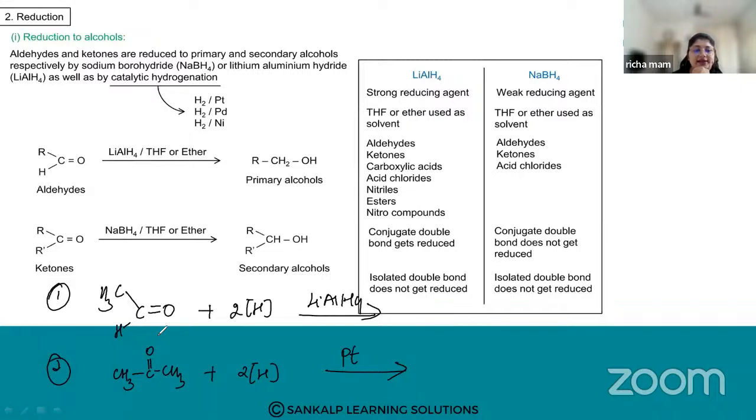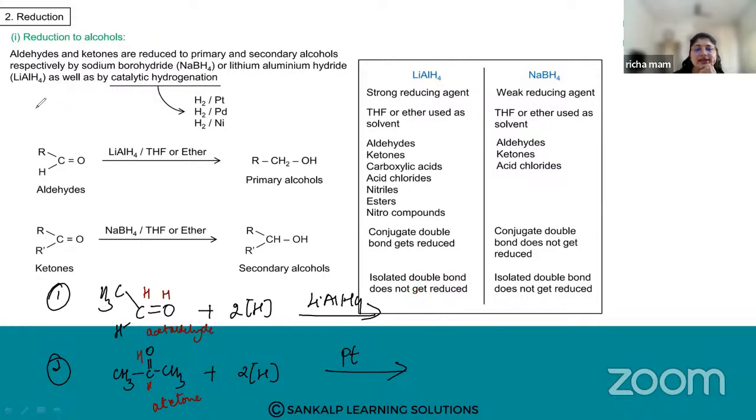With the acetaldehyde and acetone, what is the product obtained? Across this double bond, add hydrogens and tell me the product. Anybody? No one? I've told you, your CH3 should be added. So it is CH3.